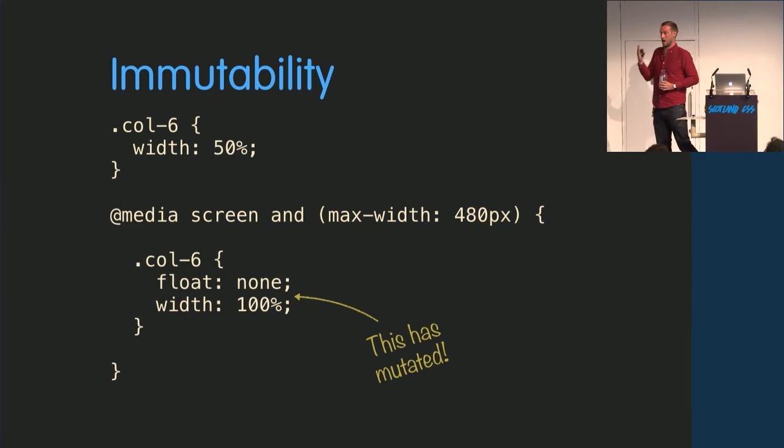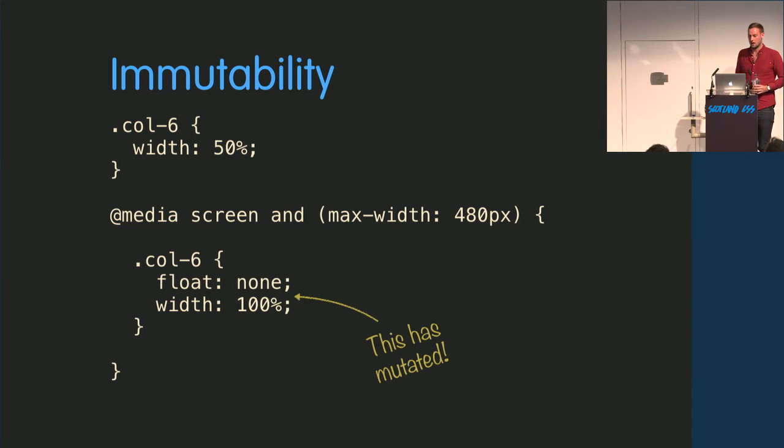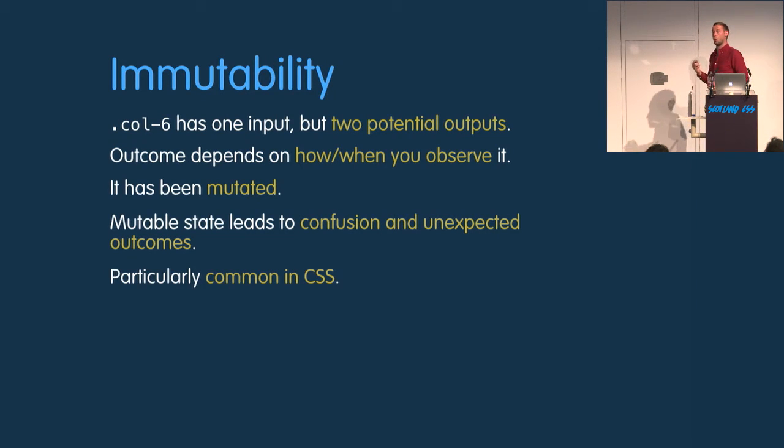But it depends how and when we view it what that value is, kind of Schrodinger CSS. It's got one input, two potential outputs. Col6 has one class, two potential permutations. It's been mutated, and this is hard and confusing to work with. And unfortunately, mutation is incredibly common in CSS. There are ways to get around it, though, especially with responsive stuff.